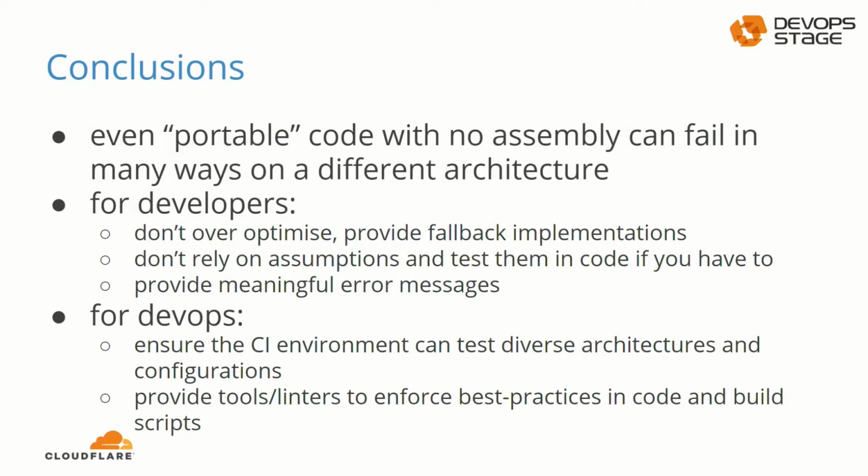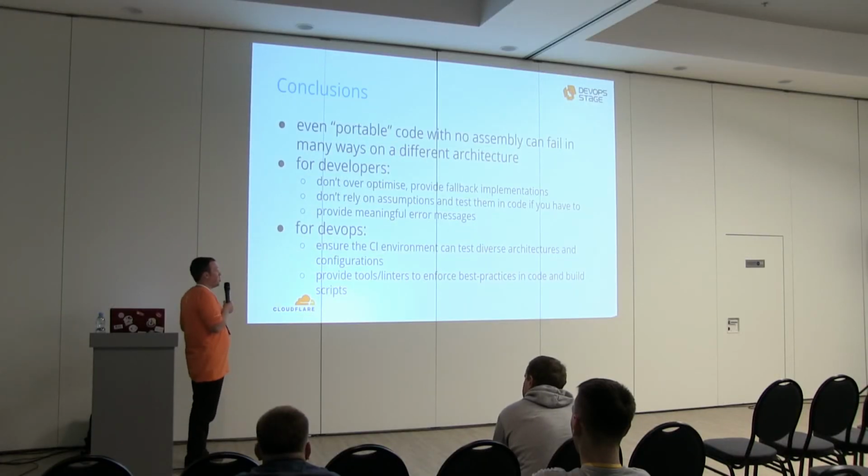The advice for developers is: don't over-optimize your code, provide a fallback implementation, try not to rely on assumptions, and if you have to rely on assumptions, better to check them in your code rather than leaving them in comments, and also provide meaningful error messages to the users if your assumptions do not hold. Because again, it's very hard to debug if you have an error message that says cannot allocate memory when there is plenty of free memory on the system, right? For DevOps, try to create CI or CI/CD environments which can test diverse architectures and configurations.